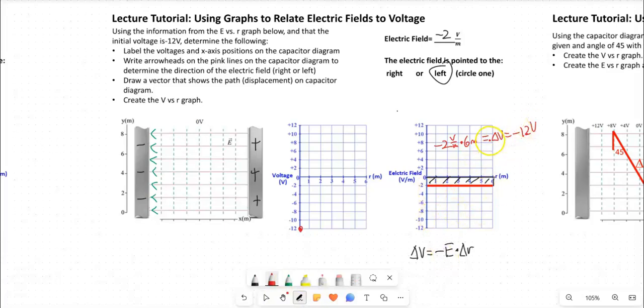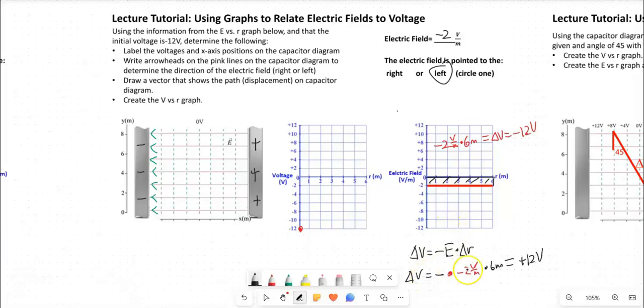Now, we just determined that E is -2 volts per meter. So another way of solving this is we put this in here, right? So we have the negative, and then we're going to have to multiply that by the -2 volts per meter, and then multiply this whole thing by 6 meters. So we got a negative times negative is positive. So this is going to work out to where the actual change in voltage is positive 12 volts.